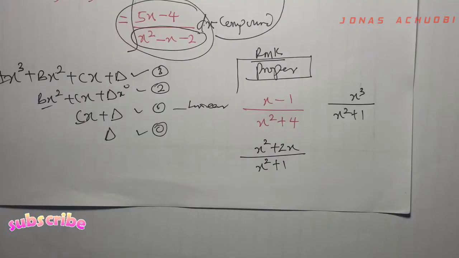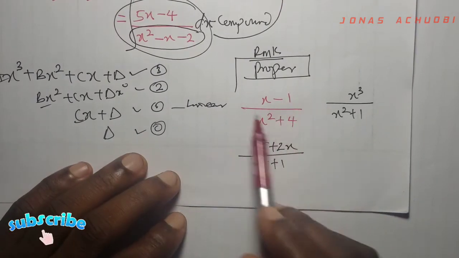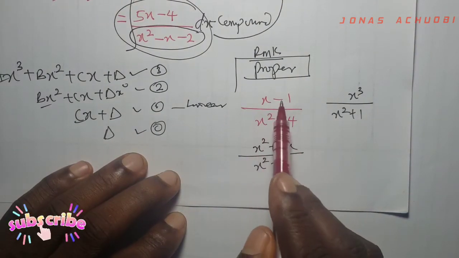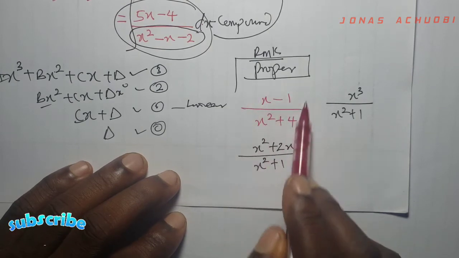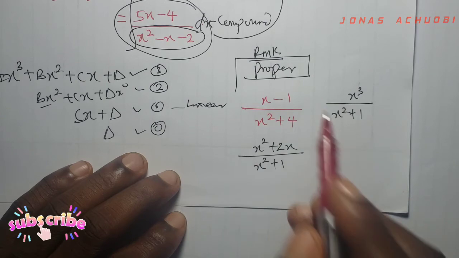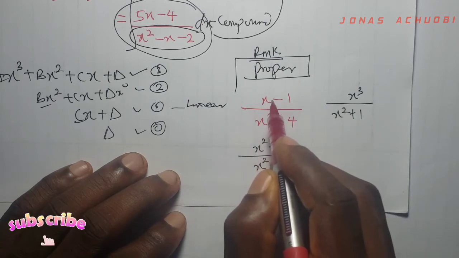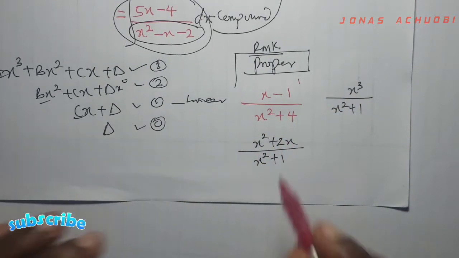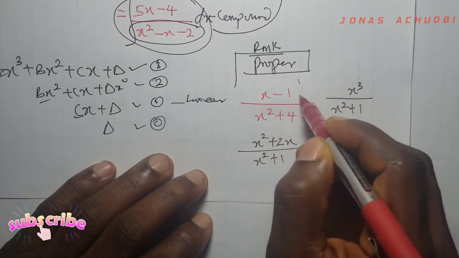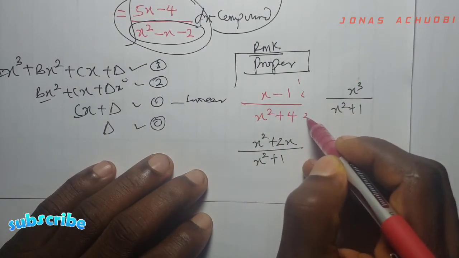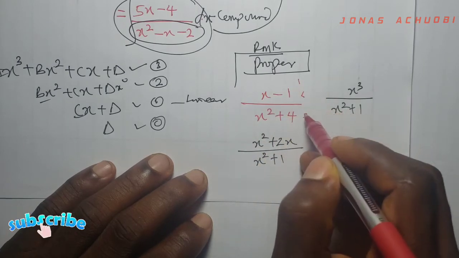I'll just show you two examples. Now, for the first fraction, x minus 1 divided by x squared plus 4. This fraction is a proper fraction because the highest power of x in the numerator is 1 and the highest power of x in the denominator is 2. So the degree of the numerator is less than the degree of the denominator. That makes this fraction proper.